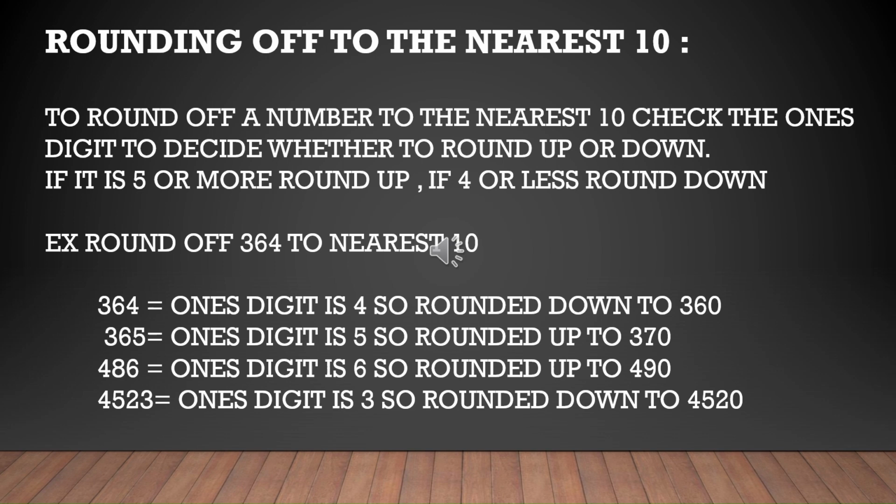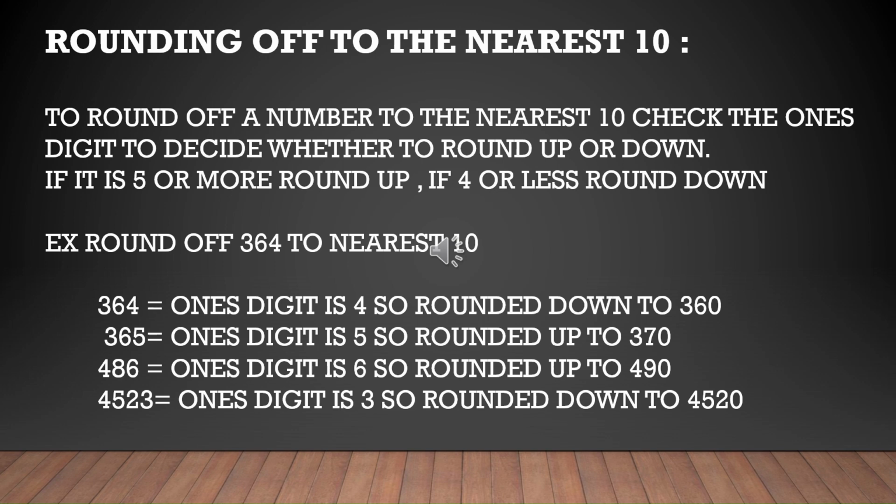To round off a number to the nearest 10, check the ones digit to decide whether to round up or down. If the ones digit is 5 or more, round up. If 4 or less, round down. Example 364. What is the ones digit here? 4. 4 is less than 5. So you will round down to 360.